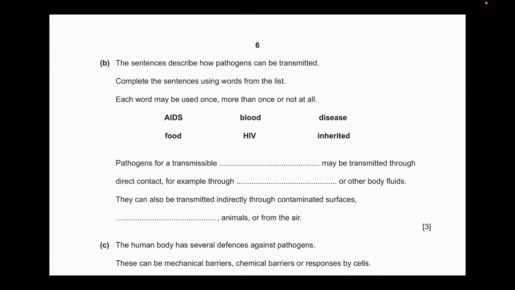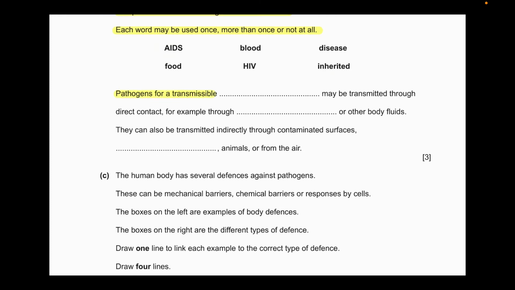Next question. The sentences describe how pathogens can be transmitted. Complete the sentences using words from the list. Each word may be used once, more than once, or not at all. So, pathogens for transmissible disease may be transmitted through direct contact, for example, through blood or other bodily fluids. They can also be transmitted indirectly through contaminated surfaces or food or animals or from the air.